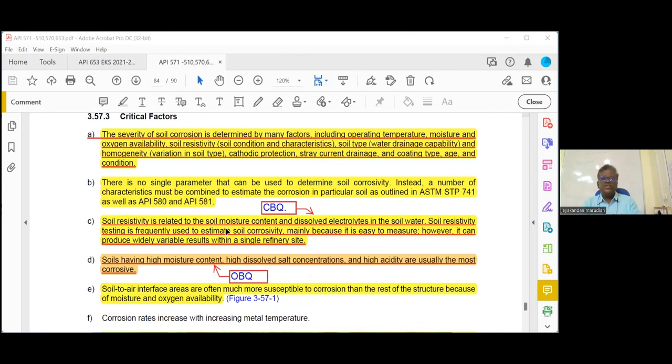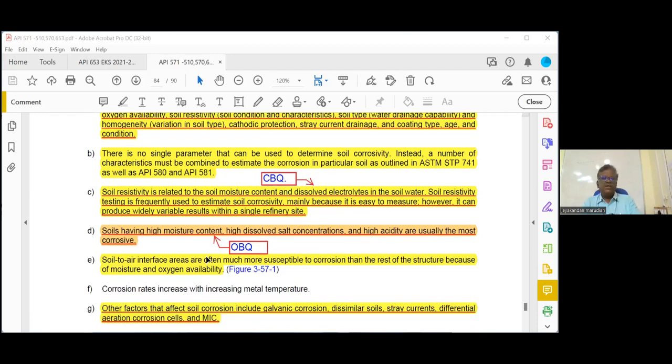Soil resistivity is related to the soil moisture content and dissolved electrolytes in the soil water. That is important. Soil resistivity depends on the moisture and the dissolved electrolytes. Soil resistivity testing is frequently used to estimate the soil corrosivity. It is easy to measure. Soil having high moisture, high dissolved salt concentration, and low resistivity is usually most corrosive. If you have high moisture, high salt, then it will be more corrosive. That is an open book question.